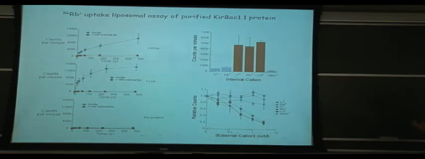And if we do it the other way around, which is to make the liposomes in potassium, remove the potassium, and then add external cations, which will dissipate the gradient if they can go through the channel. Potassium, rubidium, and cesium will dissipate the gradient, but lithium, sodium, and N-methylglucamine will not. So this just shows that it's a potassium channel.